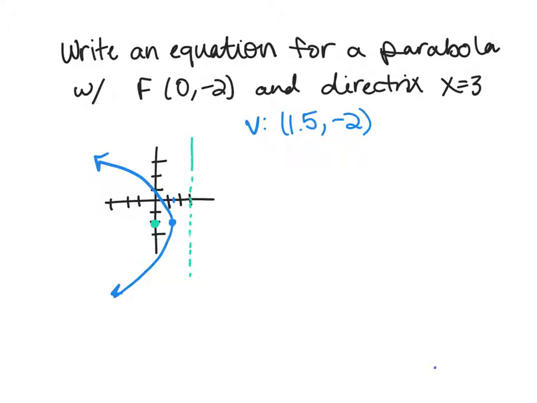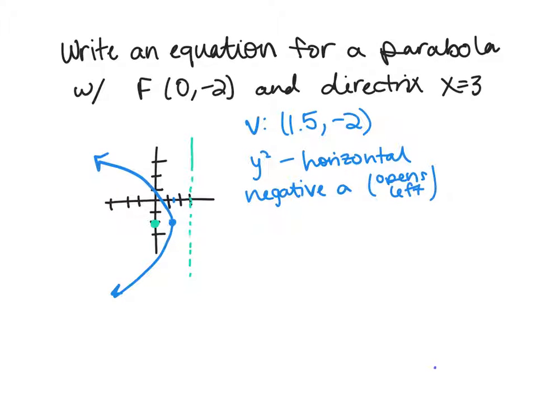So now, since this parabola is opening horizontally, we know it's going to be a y². And then also, since it's opening to the left, we know we're going to have a negative a value. If it's ever opening down or left, that's how we know that's negative. So now we just need to put all of our pieces in. We have our squared on the left side, normal on the right. This time it's y², so that'll go left. X will go on the right.